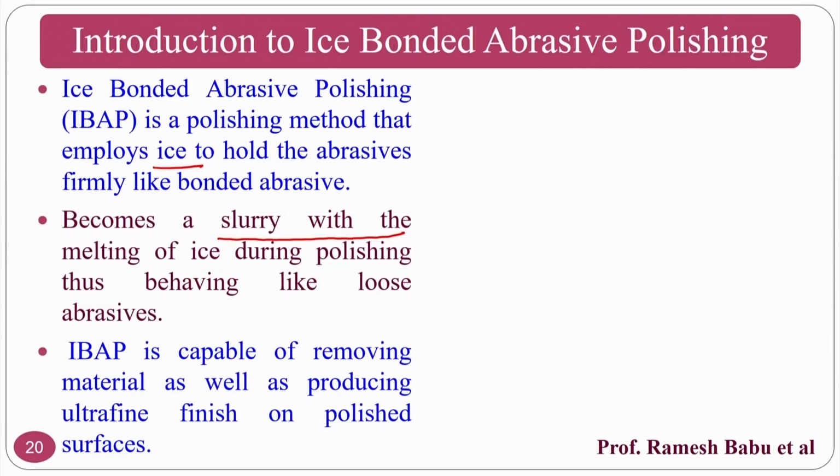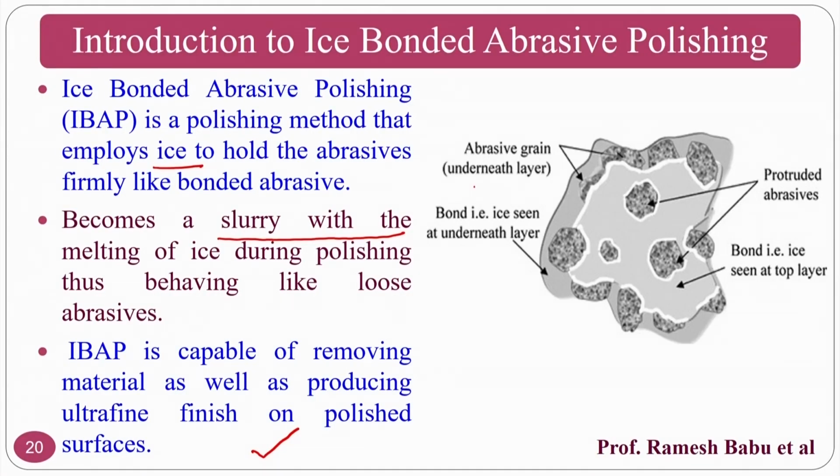So, ice bonded abrasive polishing is capable of removing material as well as producing ultra fine surface polish. It can be used for material removal and you can also use it for ultra fine finishing applications. If I want to remove material, then I need a hard grade with respect to a soft workpiece material. If I want to go for ultra finishing, there you can go for the soft type of grade. That means you can also use the soft grade by controlling the temperature. That means you can have less cooling so that it will act as a finishing tool.